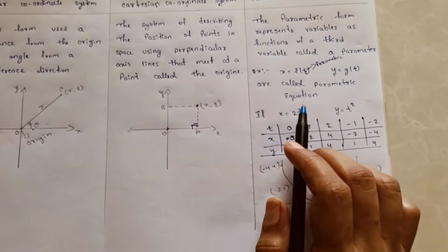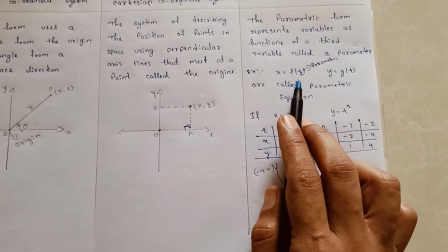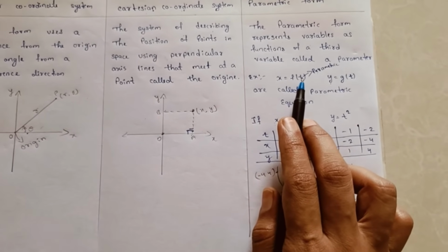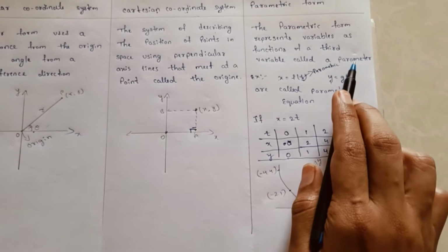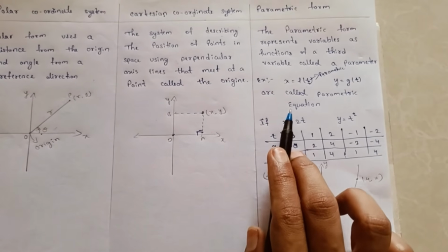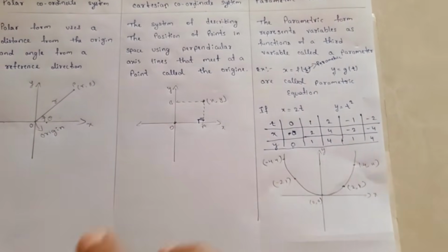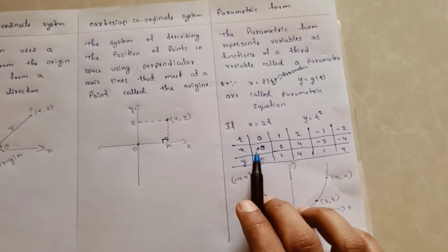Then see the example, x equal to f of t. This is a function of the variable t. t is a parameter, and y is also a function of the variable t. t is a parameter. This is called the parametric equation.